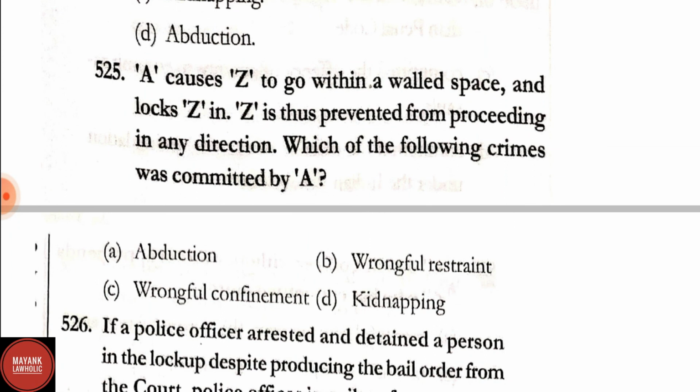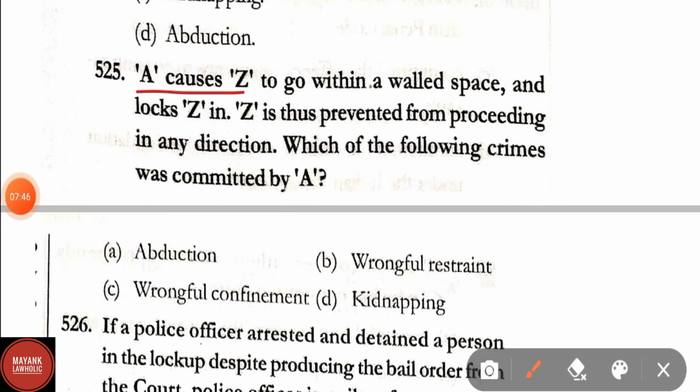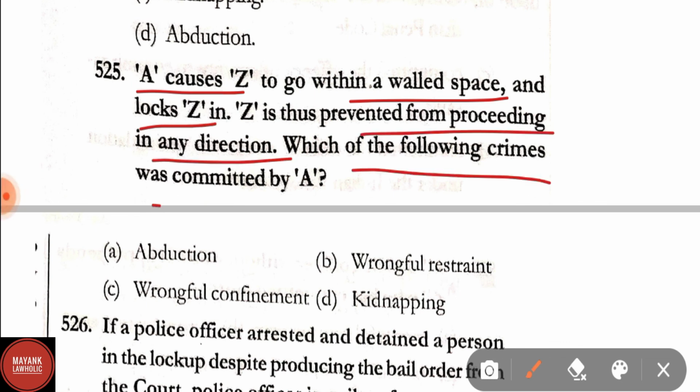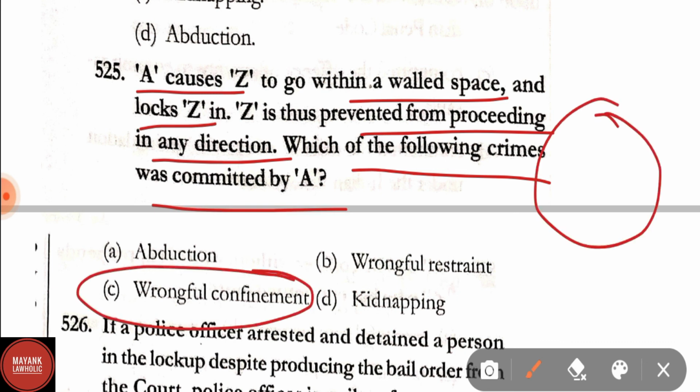Question number 525. A causes Z to go within a walled space and locks Z in. Z is thus prevented from proceeding in any direction. Which of the following crimes was committed by A? Here A has committed wrongful confinement. If any person is confined into some walled space or walled structure and is prevented from proceeding in any direction, it will be wrongful confinement. If in any particular direction, then it will be wrongful restraint. Here the correct answer is option C, that is wrongful confinement.